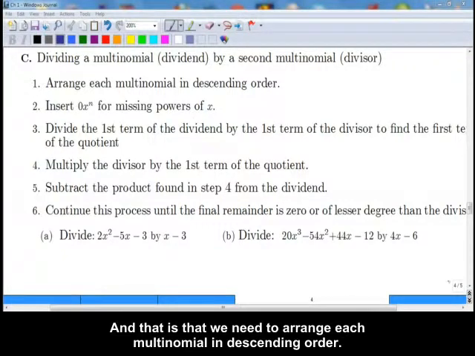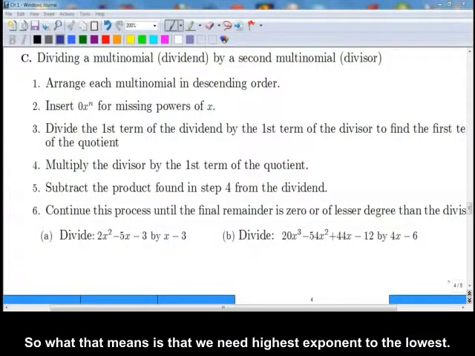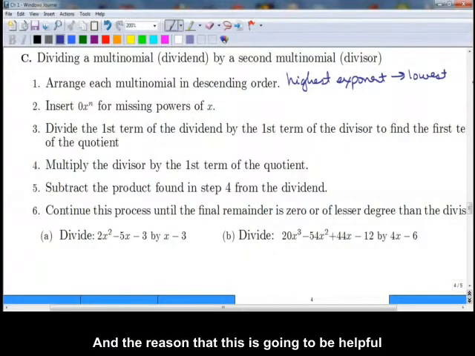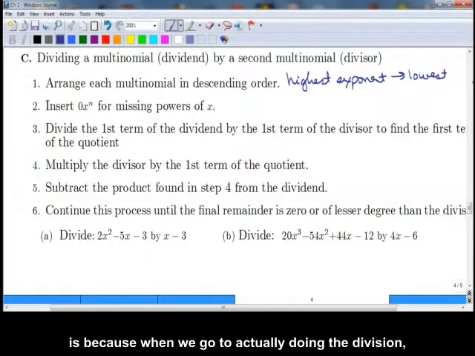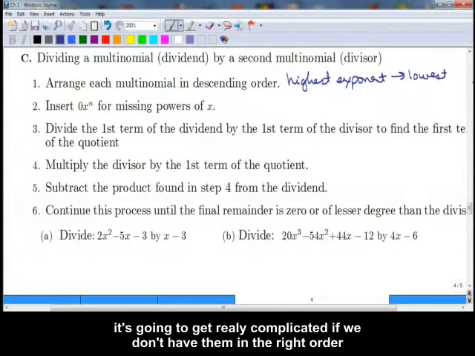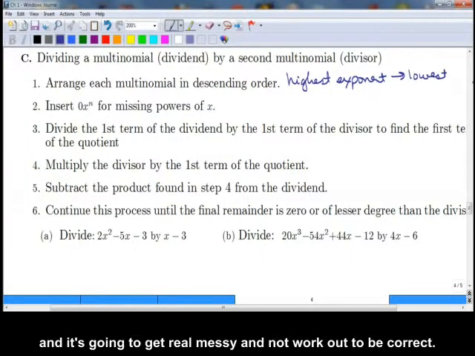And that is that we need to arrange each multinomial in descending order. So what that means is that we need to go from the highest exponent to the lowest. The reason that this is going to be helpful is because when we go to actually start doing the division, it's going to get really complicated if we don't have them in the right order, and things aren't going to work out nicely, and it's going to get real messy and not work out to be correct.